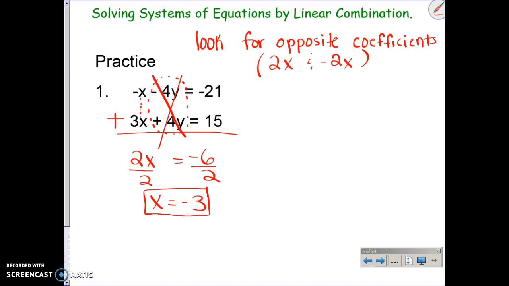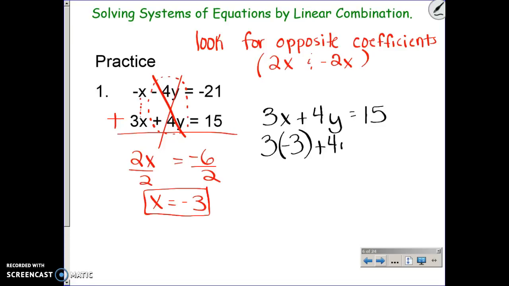Now again, remember, these are systems. That means you have to solve for both equations, or both variables, sorry. So go back to your originals. Which one looks like the easier equation to solve? Okay. Well, I guess it depends on personal preference. I'm actually going to pick the second one because I don't really like dealing with the negatives. So I'm going to do 3x plus 4y equals 15. In place of 3, in place of x, I'm going to put negative 3.